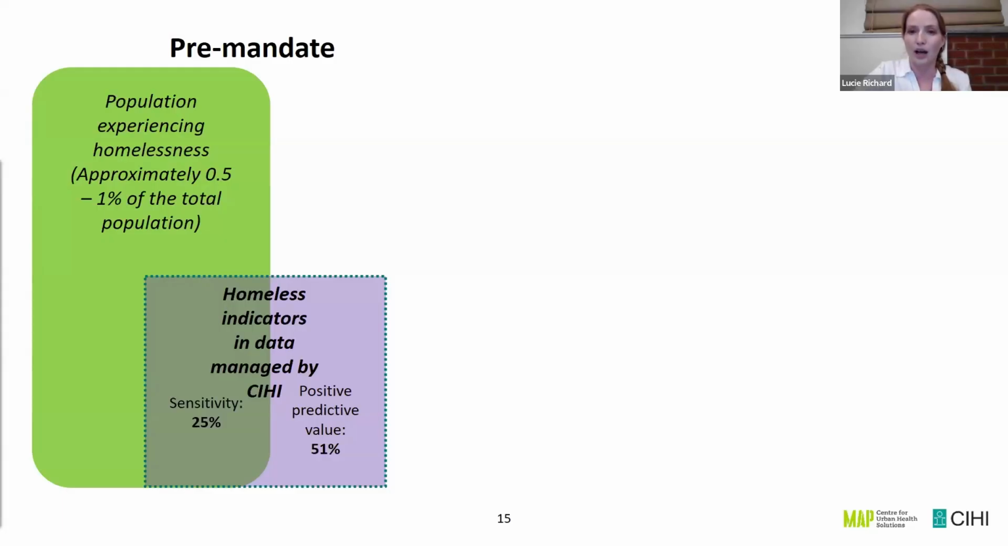Pre-mandate, which is what you're seeing right now, the definition most equivalent to the one we decided was optimal in the post-mandate study had a sensitivity of about 25%, meaning that you could capture about 1 in 4 people who were homeless. It also had a positive predictive value of 51%, meaning that the indicators misclassified about half of the folks that were flagged, in other words, the folks in this non-overlapping purple section weren't homeless.